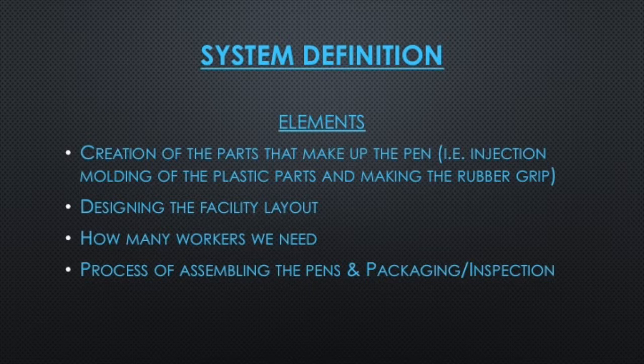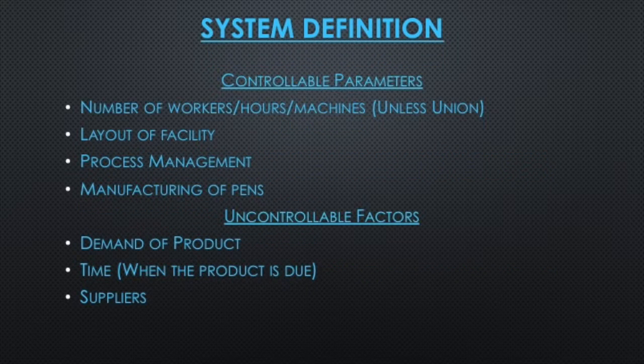First, we have to define the system and all the elements of the system, like the parts that make up the pen, designing the facility layout, how many workers we need, and the process of assembling the pens, and the packing and inspection. Of the elements, there are things that we can control and things that we cannot control. Things that we control are number of workers, layout of facility, process management. And things that we can't control are the demand of the product, when it is due, and information of the suppliers.